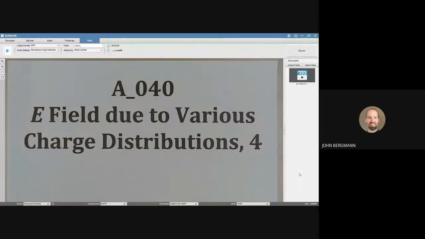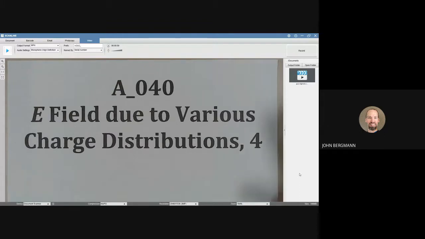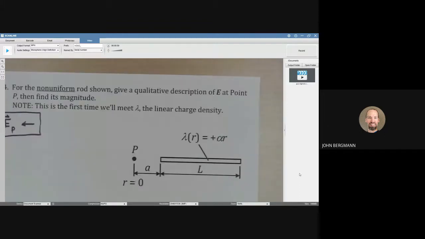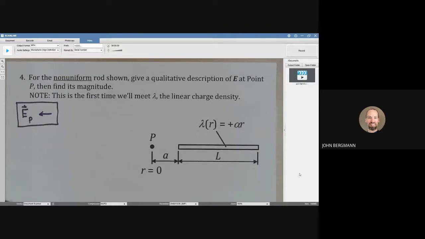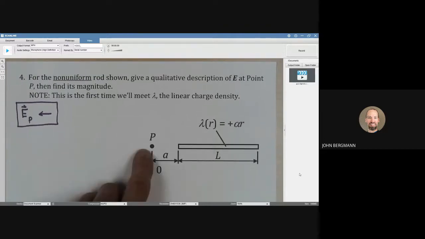This is our fourth video on finding the electric field due to various charge distributions. What we're doing is finding the electric field due to non-point charge distributions. What we have here is a non-uniform rod, and we want to find the electric field at this point P.